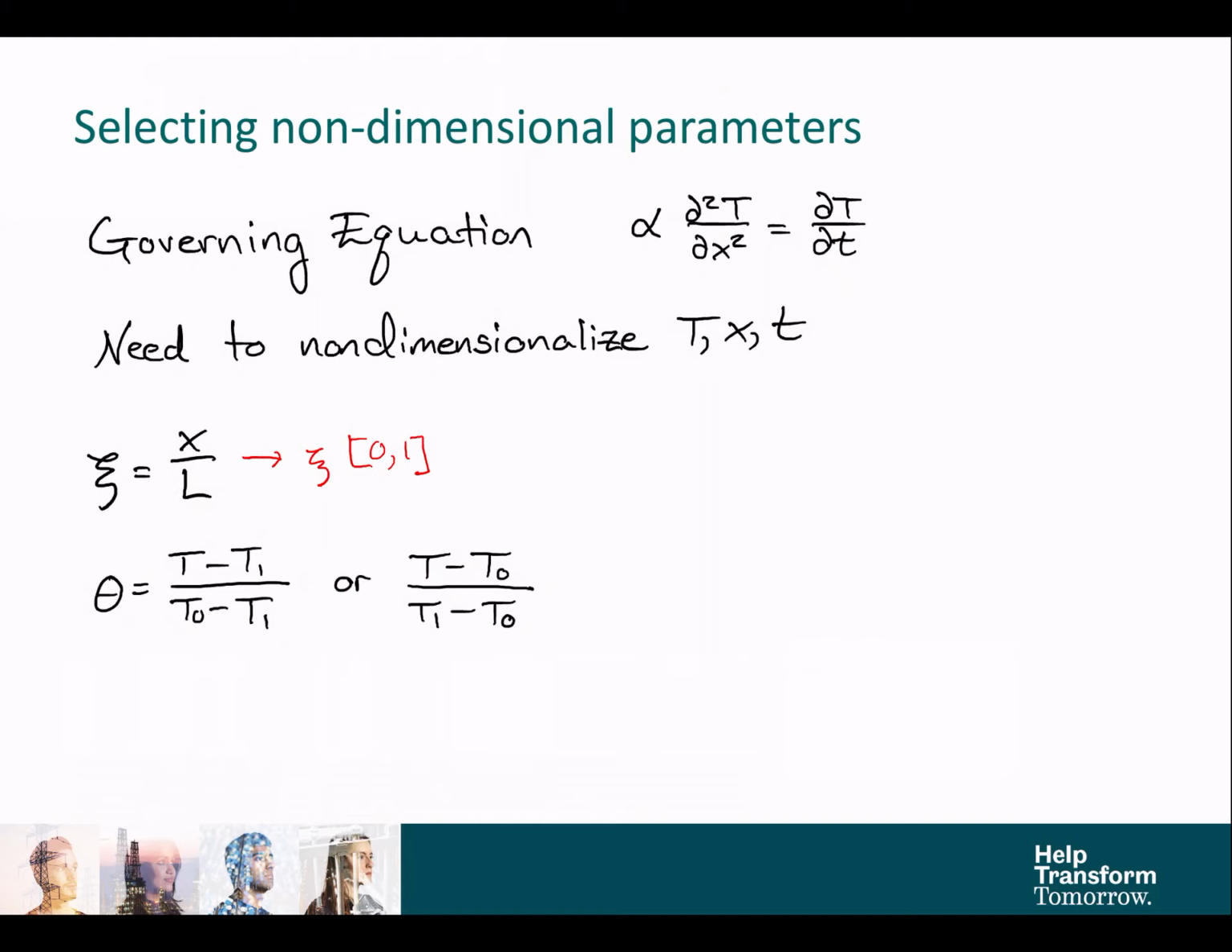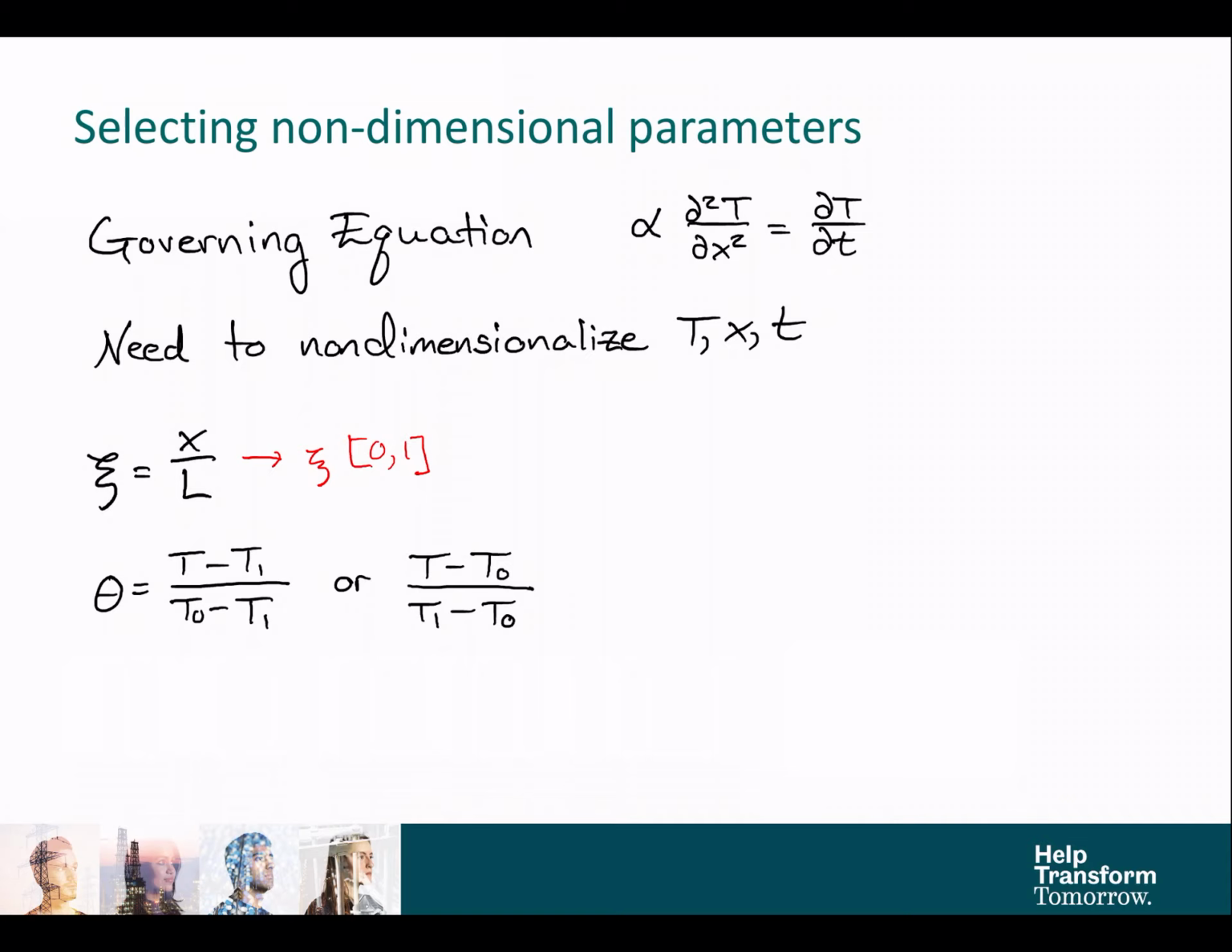Next, we'll look at theta. There's only 2 temperatures in the problem, so we know that we're going to need to evaluate the difference between them and introduce that into our non-dimensional parameter. But the question is, should the denominator be T0 minus T1 or T1 minus T0? Those are our 2 candidate expressions for theta. They're written in such a way that both of them would go between theta equals 0 and theta equals 1. And in just a second, I'll show you how to decide between the 2 options.